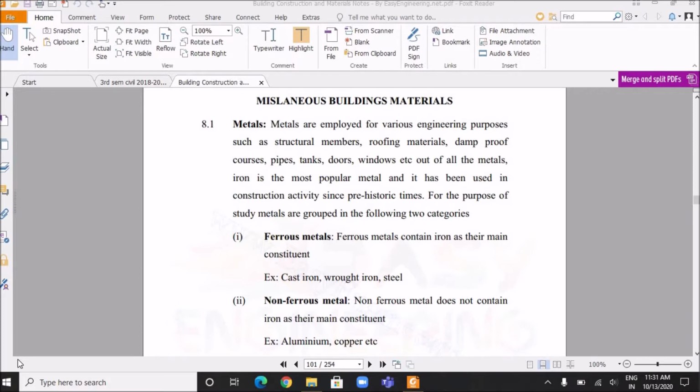First one is ferrous metals, which contain iron as their main constituent, for example, cast iron, wrought iron, and steel. And the second category is non-ferrous metals, which do not contain iron as their main constituent. Examples of non-ferrous metals are aluminium and copper.